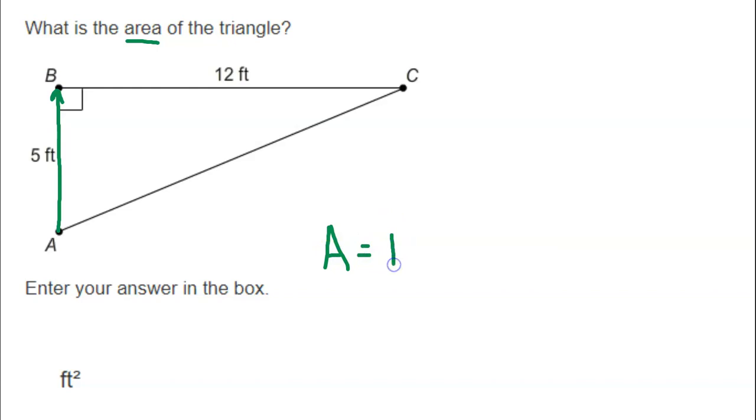So that's going to be 12. Let's put the formula first. Base times height divided by 2. So you're going to say 12 times 5 divided by 2.